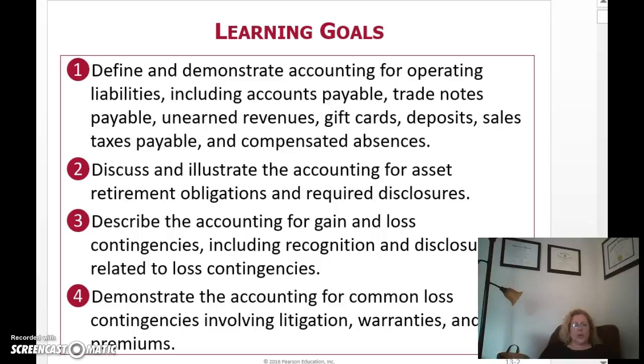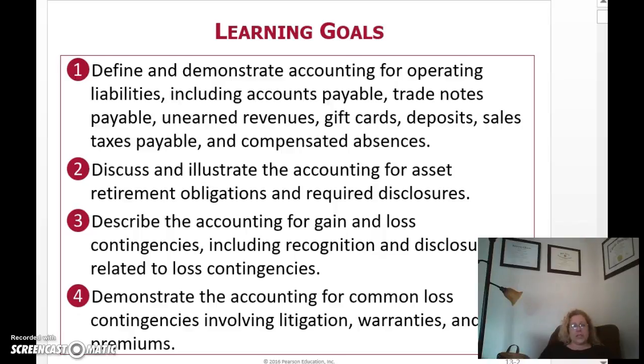Learning Goal 3 hones in on contingencies by discussing the differences between gain and loss contingencies and the way to account for such contingencies on the financial statements. Depending on several factors presented in Learning Goal 2, contingencies may need to be disclosed on the financial statements and/or the notes to the financial statements.